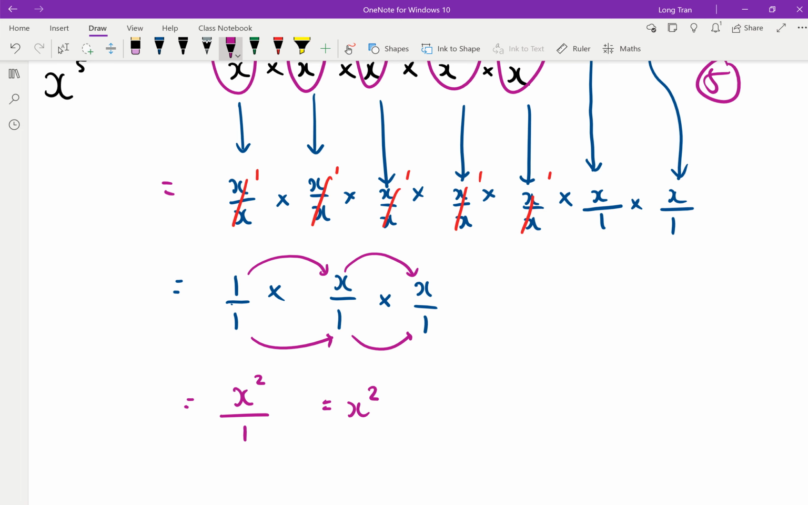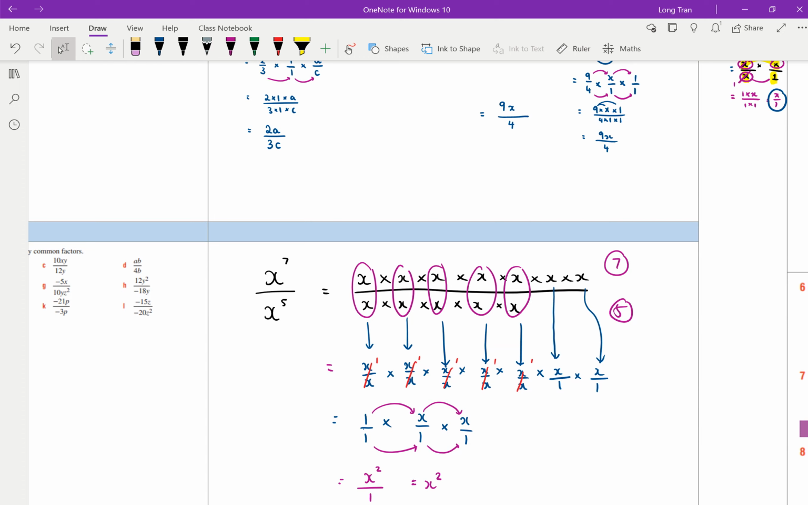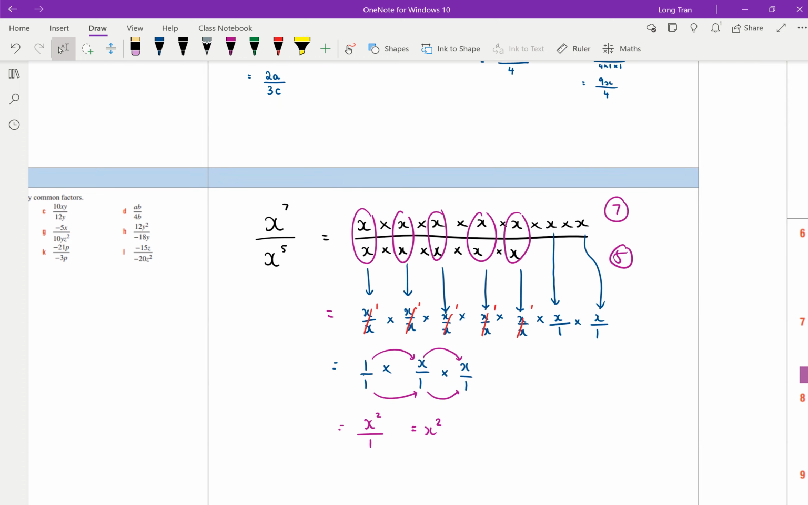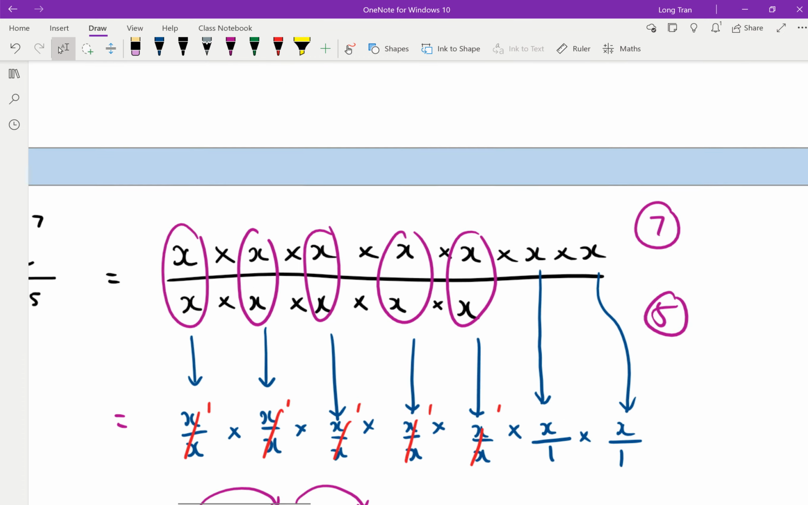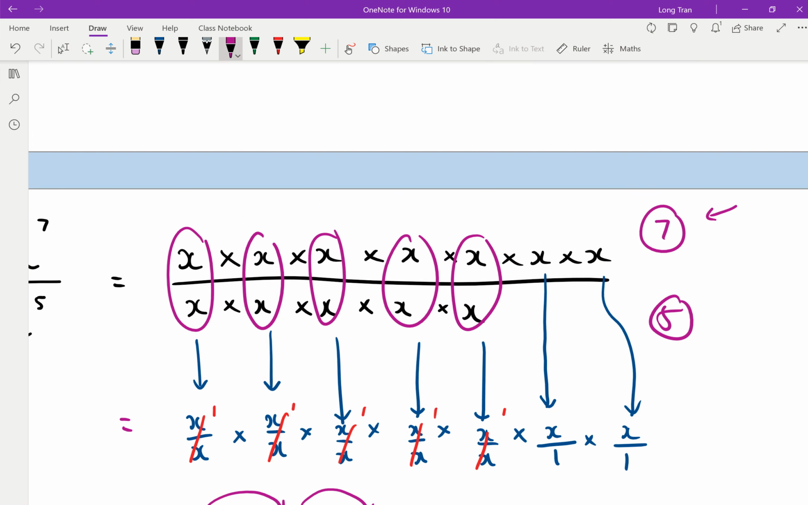And now, what's the shortcut? So this is what that was, the long method for you to see it. But you see, there's a pattern here. There are 7 of these x's on the top, and there are 5 of these x's on the bottom. We knew that 5 of them were going to cancel out to be 1. So how many left over? There was only 2. So of course, x times x is x squared.